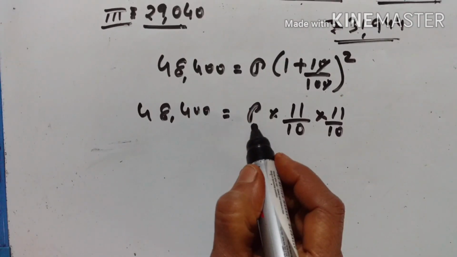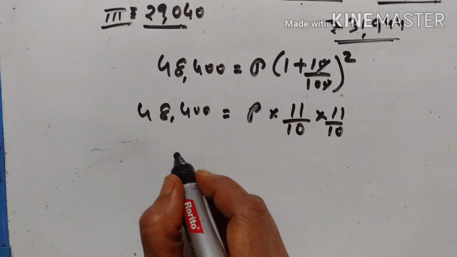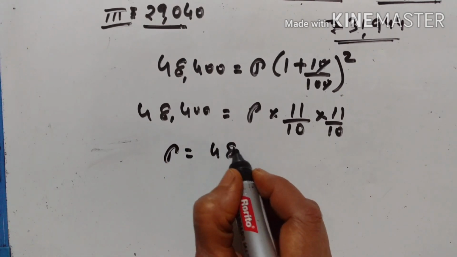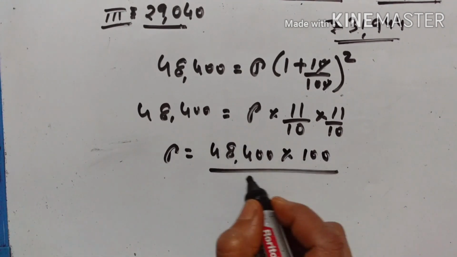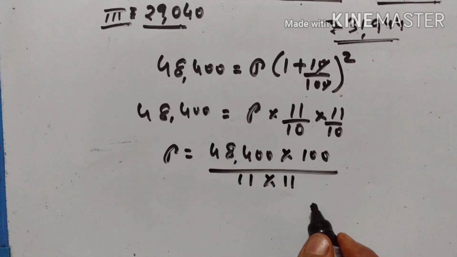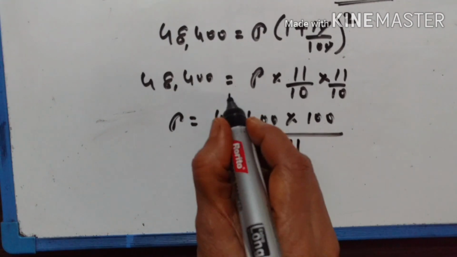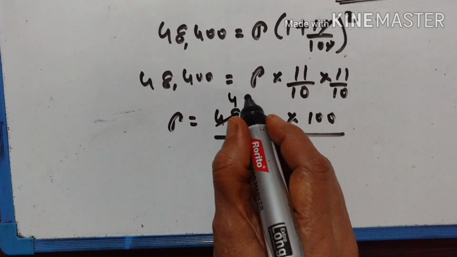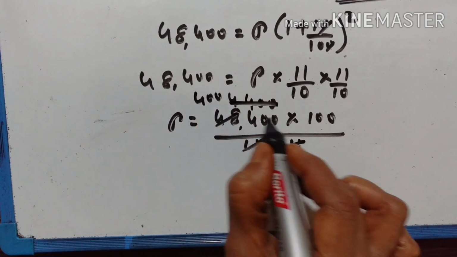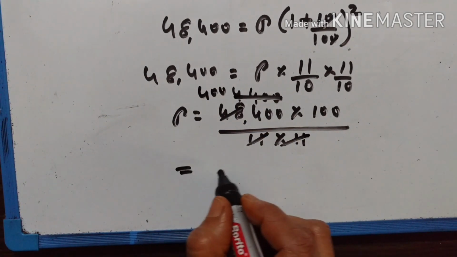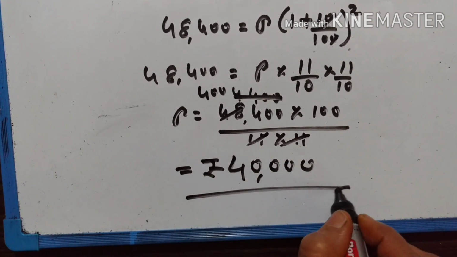P is equal to 48,400 into 100 divided by 11 into 11. So P is equal to 48,400 into 100 divided by 11 into 11. 11 fours are 44, 4 remains. 400 into 100 is equal to 40,000 rupees. Principal is equal to 40,000 rupees.